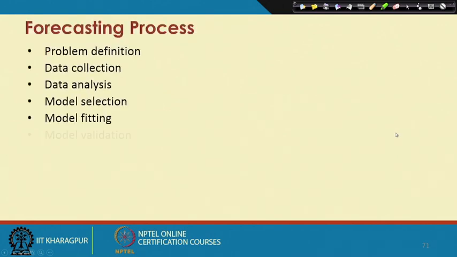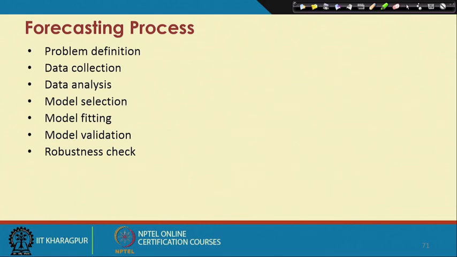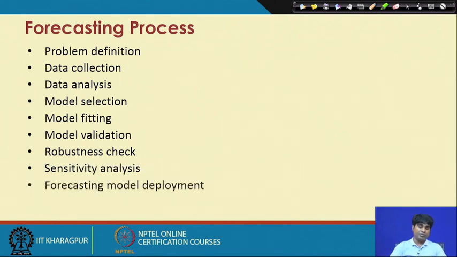And some of the forecasting processes are, as usual, the same as the discussion we had in regression modeling. You start with problem definition, data collection, data analysis, model selection, model fitting, model validation, and robustness checks. As we have already discussed, the choice of a particular model is very essential to do better forecasting, but whether the particular model is the best fitted or best choice, we can check through model validation, robustness checks and sensitivity analysis.